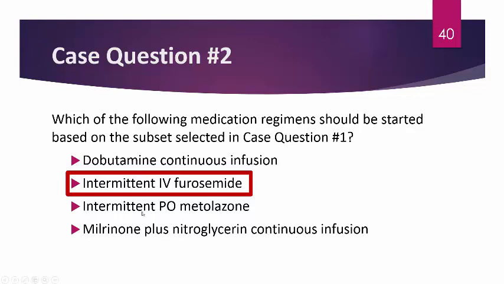And intermittent metolazone alone should not be used, as these agents, the thiazides or thiazide-like diuretics, should be used in conjunction with a loop diuretic.